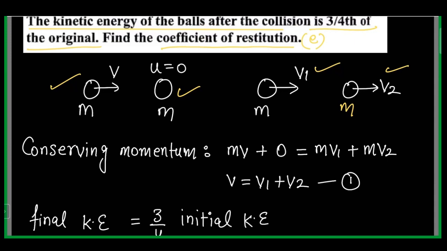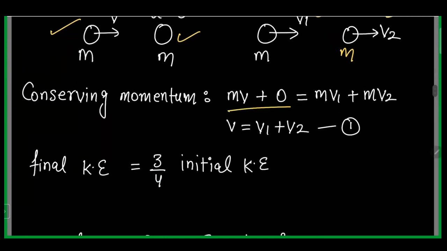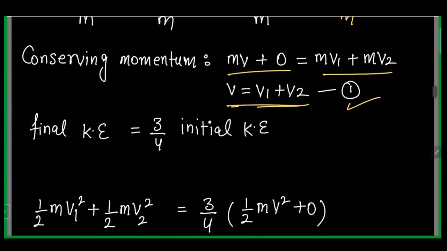The first thing we use is conservation of momentum. Initial momentum equals final momentum. So from here you can simply see that your initial velocity v equals v1 plus v2. This is your equation number 1. Very simple equation. You don't have to worry about it.